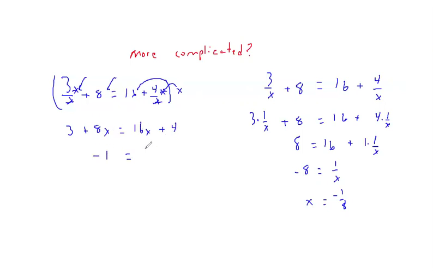Take the 8 across, I get 8x. x equals negative 1/8. Now, I would say this is somewhat of an easier process because there's one less step. And of course, I did do some of this in my head on the way over, but either way, you kind of get the idea.